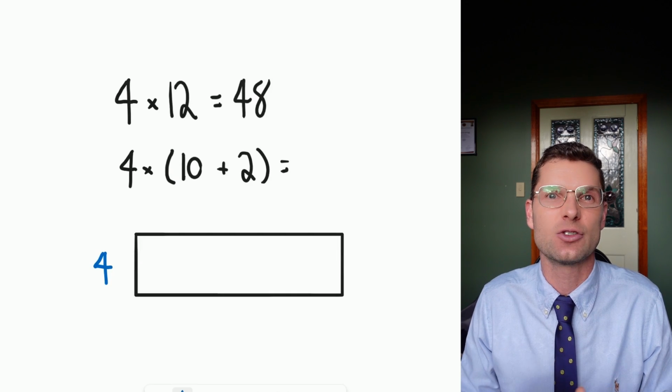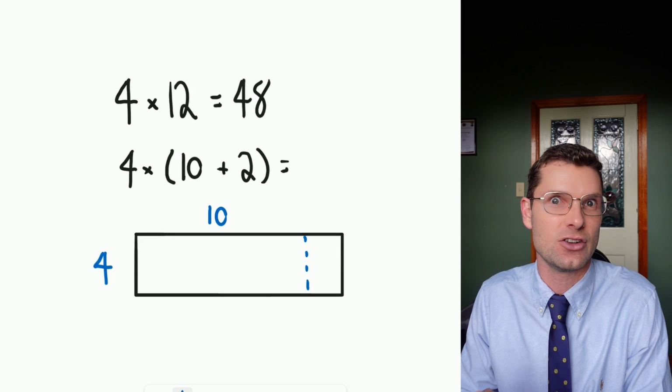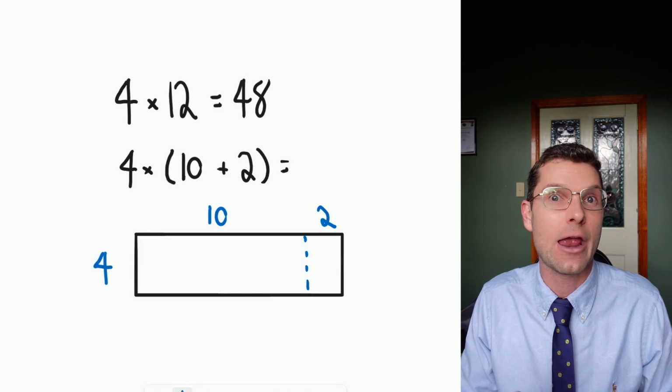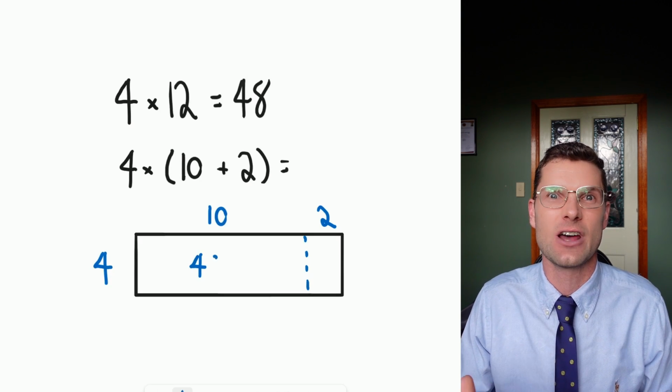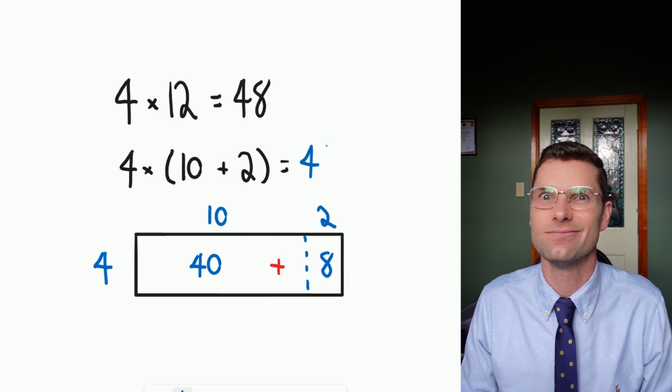And instead of just writing 12, I can break it down into its tens unit, or 10, and its ones unit, which is 2 for this example. All I now need to do is find the area of these two rectangles. 4 times 10 is equal to 40, and 4 times 2 is equal to 8. So the area of the whole thing is 48, and we're done.